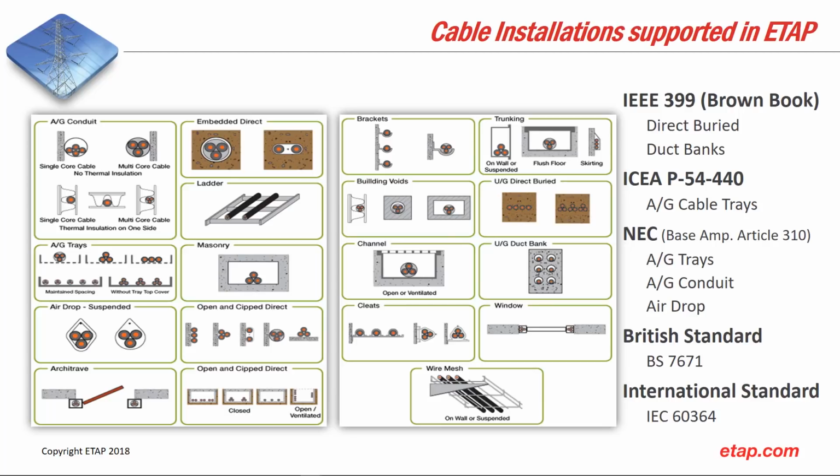But essentially, let's cover the ANSI or North America cable installation standards supported in ETAP. So we have the IEEE 399, which is also known as the Brown Book, and it provides derating factors for direct buried as well as duct banks. This standard is mostly used for industrial applications, typically on medium voltage cable applications.